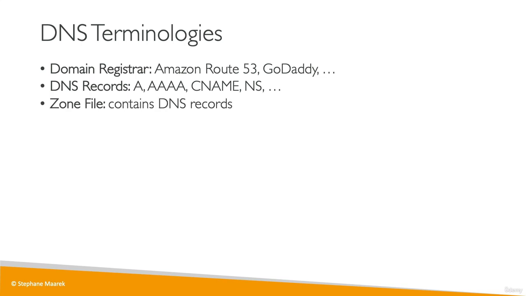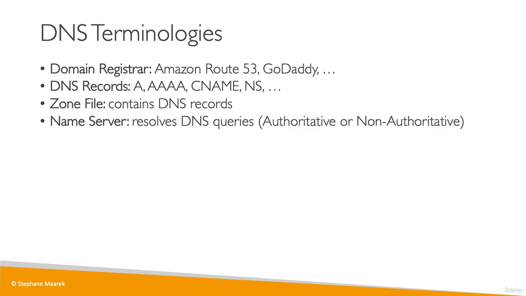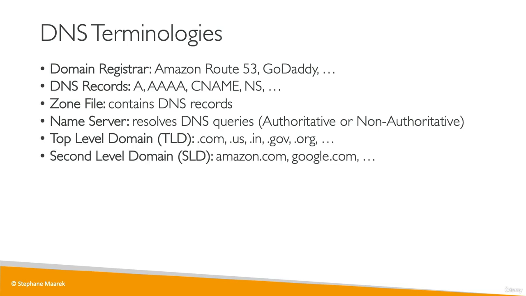A zone file which contains all the DNS records. So this is how to match these host names to IPs or addresses. Name servers are servers that will actually resolve the DNS queries, and we'll have a look at them as well in the section. Top level domains, which is .com, .us, .in, .gov, .org, etc. Second level domain, which is Amazon.com and Google.com. So you can see there are two words in between a dot.